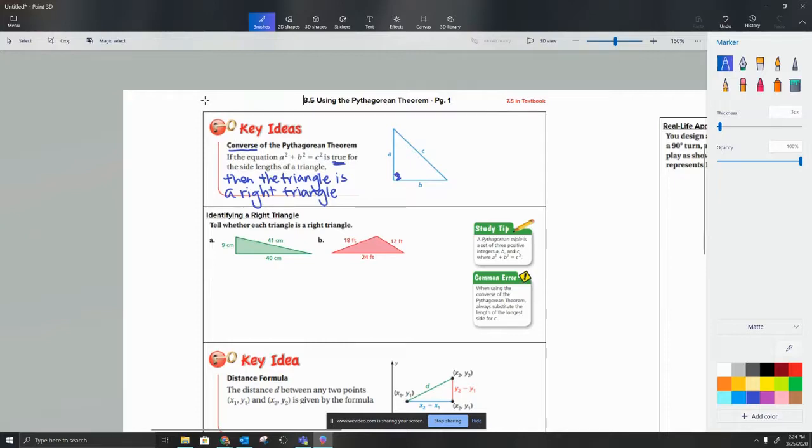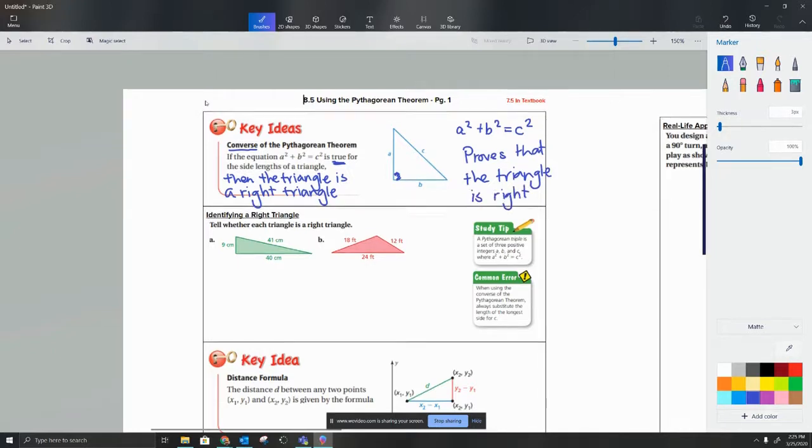So in lesson 8.3, we learned how to use the Pythagorean theorem to find missing measurements of a right triangle. But in this lesson, we're going to use the Pythagorean theorem to prove that a triangle is a right triangle. Okay, so the Pythagorean theorem proves that the triangle is right. So let's try an example down here.